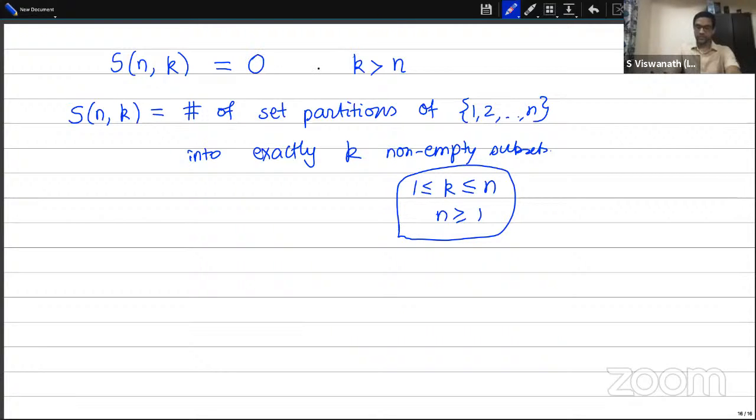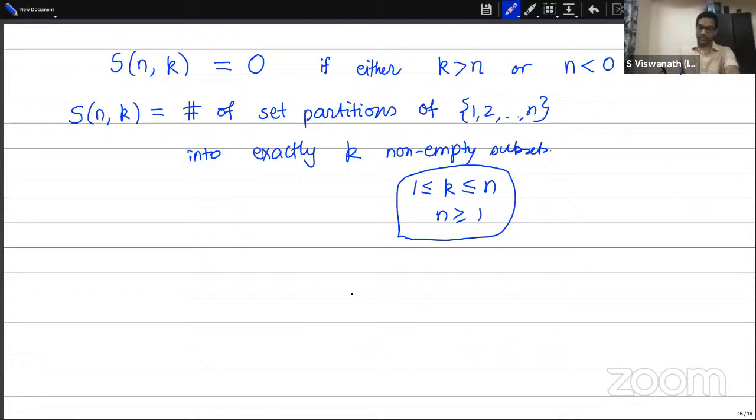So what does outside the range mean? If k is too big, k bigger than n, of course I cannot partition the set {1, ..., n} into k non-empty subsets. What are the other bad things I don't want? If n is negative. This is like defining binomial coefficients for negative values and so on. Or if k is negative, in all those cases I will just define S(n, k) to be 0.